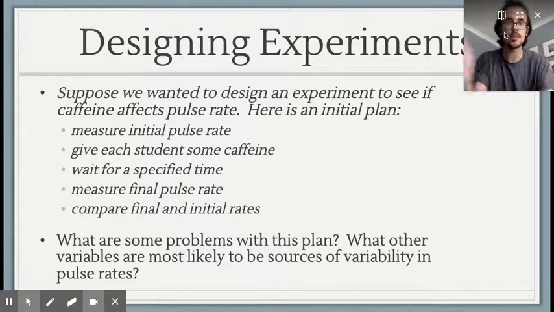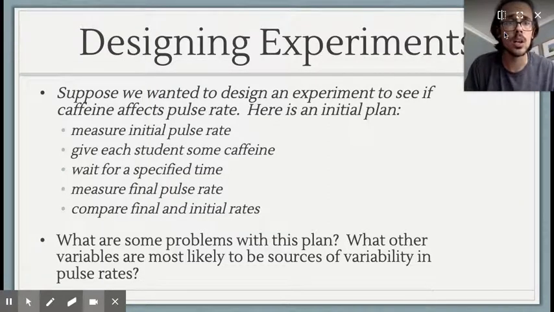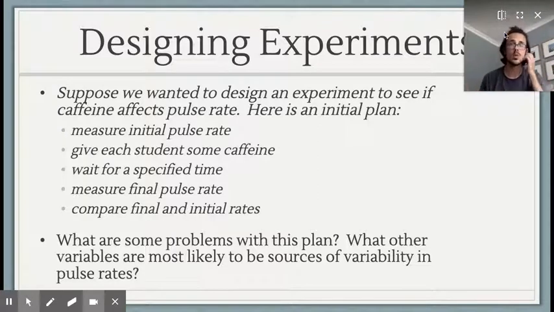Then I'm going to pass out some caffeine. So I'll bring soda, I'll bring coffee, I'll bring whatever, just a bunch of stuff, and you guys can just help yourself. Have some caffeine. We'll wait for a specified amount of time, I don't know, 10 minutes, and we'll check again. So we wait 10 minutes, let the caffeine do its thing. We measure our pulse rate at the end, and then we see if there was any sort of a difference between the before and the after in our pulse rates. And then if there is, we can be like, hey, caffeine did this.